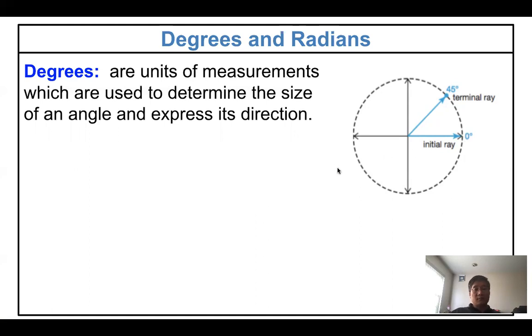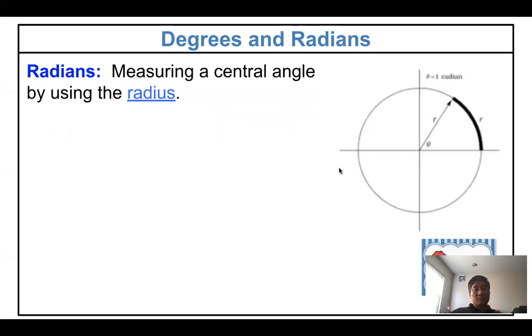What's a radian? A radian is the same thing, but a degree can be converted into a radian. It measures a central angle by using the radius. How do we use the radius? But first, before we talk about how to find the radian, why do we use radians?